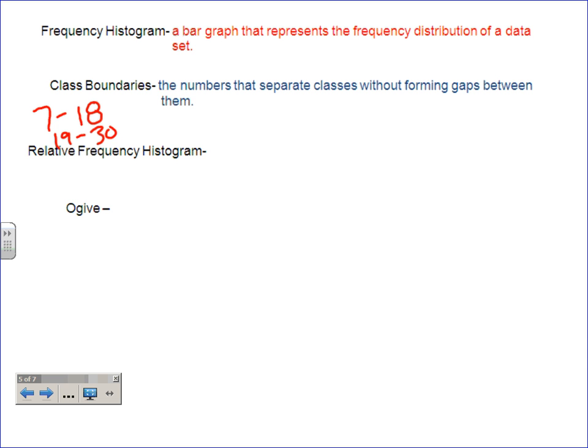But for class boundaries, one easy way to do it is to take your lowest and subtract a half, take your biggest and add a half, and those are your class boundaries. So you can say that you're rounding, basically. So anything from, say, 6.5 to 18.5, we would just throw in there. Does that make sense? Those are the boundaries. Because do you agree that from 18 to 19, there's a huge gap?